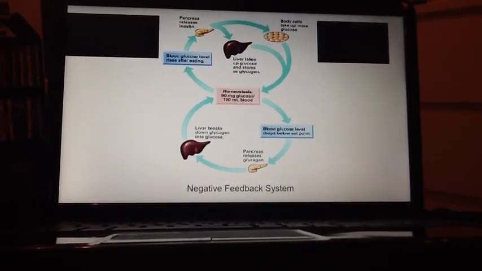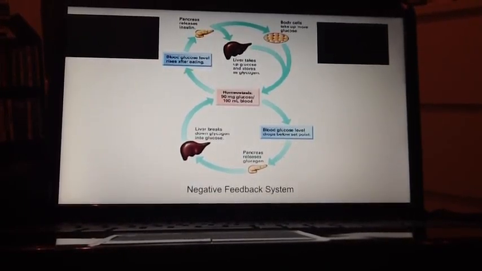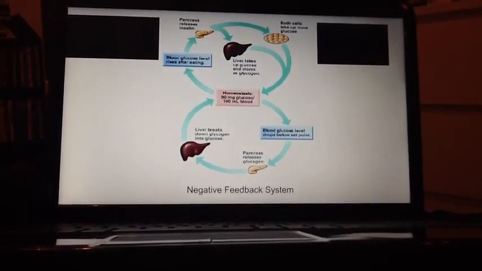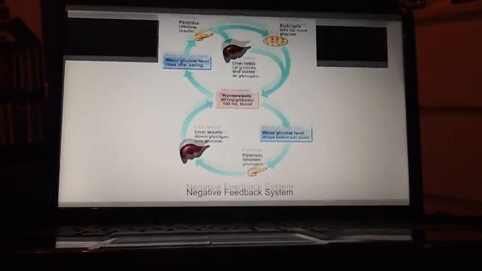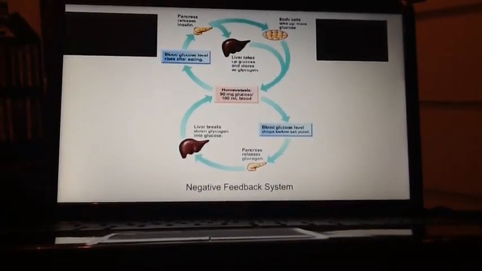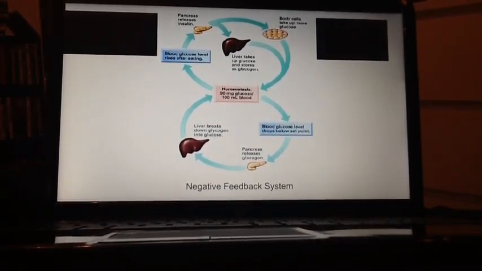On the other hand, when blood glucose levels drop below a set point, the pancreas releases glucagon, which the liver then breaks down into glucose to restore homeostasis. The body uses these negative feedback mechanisms as a way to keep the blood glucose levels in the correct range to keep a person healthy.